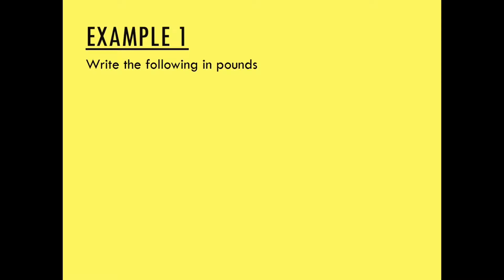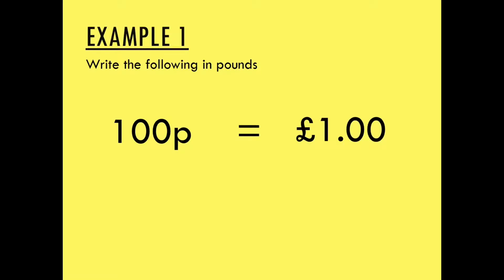Right, so this time we're going the opposite direction. We're starting with pence and we want our answer to be in pounds. So the first thing we need to memorise is 100 pence is the same as £1. So that's just the exact same as what we did before. We've just flipped it around.